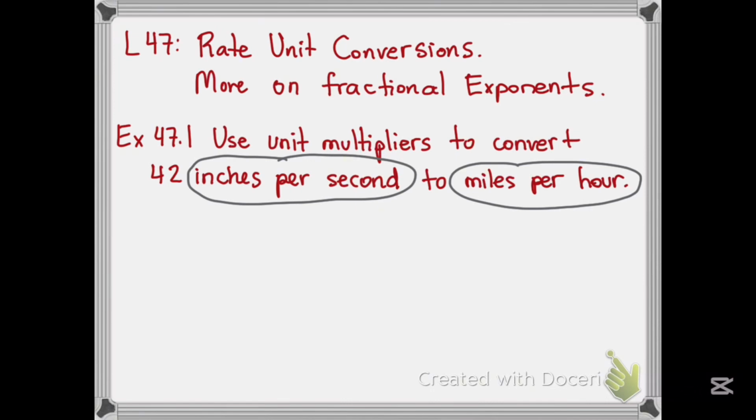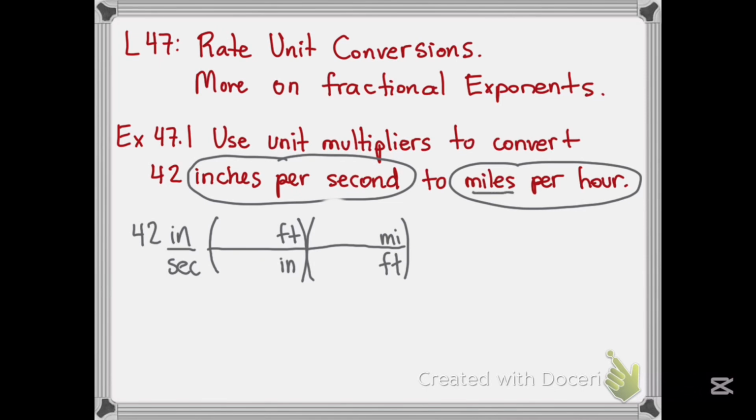So let's start by writing our 42 inches, and then we'll put the second on the bottom. And notice how it's again very clear what's on the top and what's on the bottom, just like we've done before. Now we have to focus on inches first, so we'll go from inches to feet, and then from feet we're going to go to miles, which is the unit we want. And then we have to go from seconds, that is on the bottom, we'll put them on the top, and then we want to go to hours.